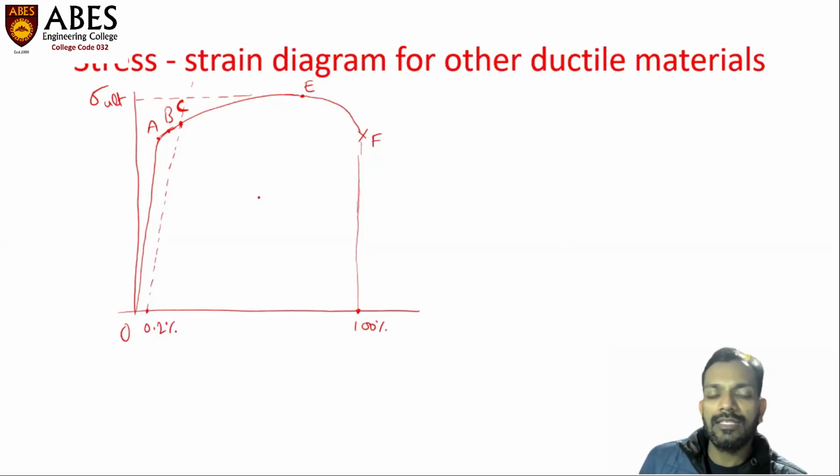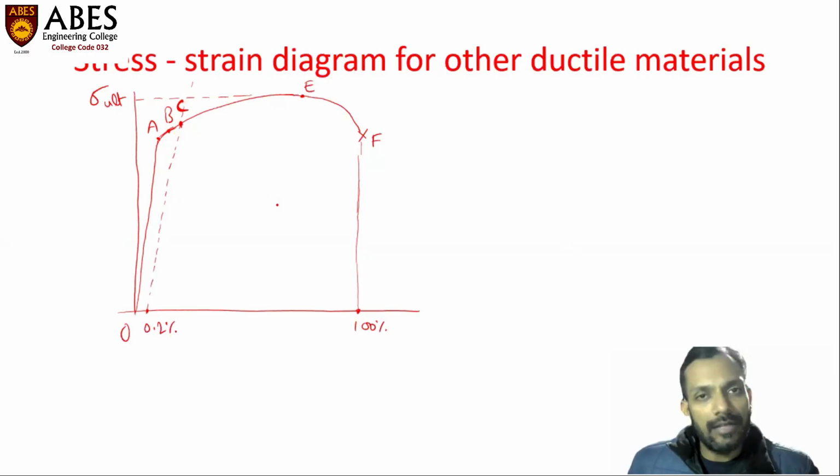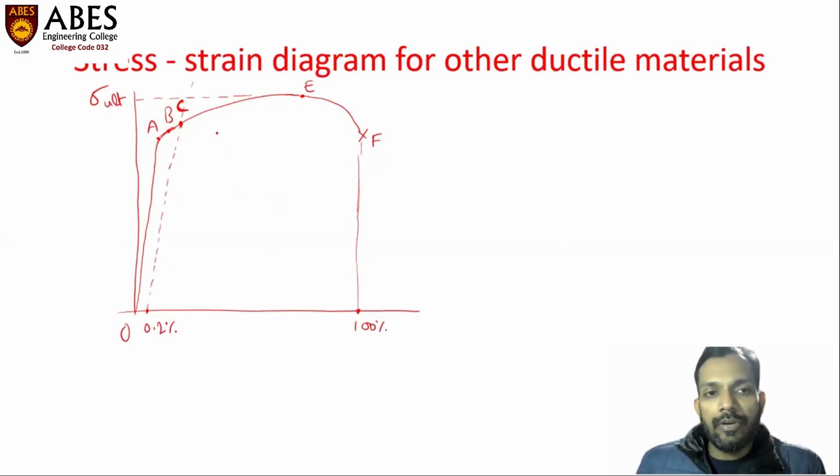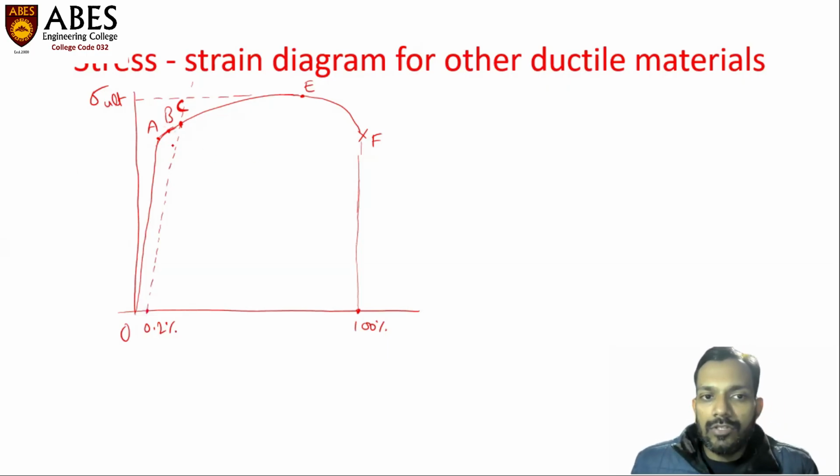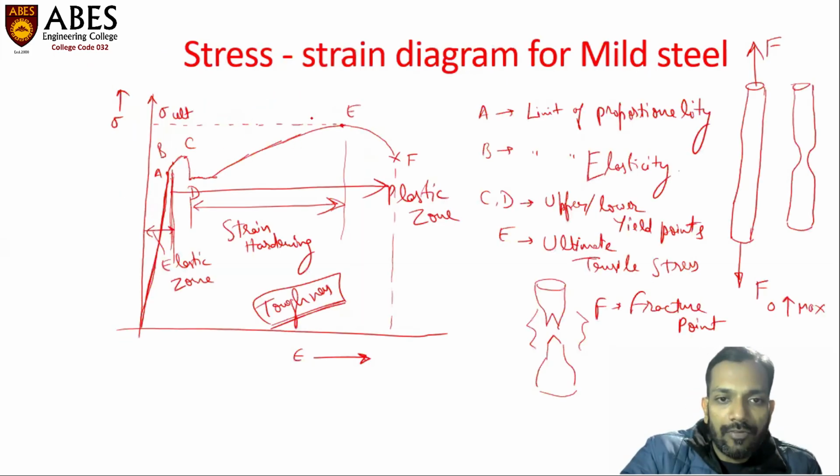Okay, so this is the stress strain diagram for other ductile materials. While explaining this diagram, you will once again point out these salient points A, B, and C, that is limit of proportionality, limit of elasticity, yield point, ultimate tensile strength, and the fracture point. All the things are same except the shape of this curve. So you will also mention here the elastic zone, the plastic zone, the strain hardening part, as well as the neck formation.